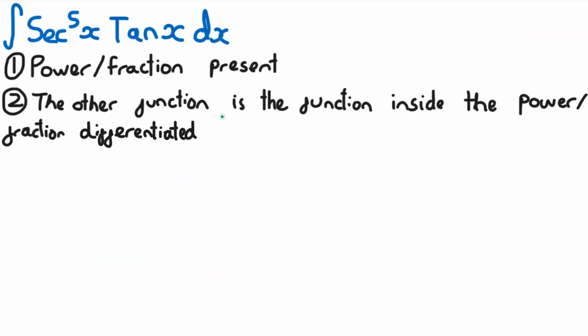Okay, so I think this is a really interesting one, this integral, and there's kind of a weird way that you have to do it, where we have to integrate sec to the power of 5 x and then tan of x. Okay, so let's consider the clues. So we have this power present here, we have this power of 5 here, and then if we consider clue 2, if we differentiate the thing inside the power, so the power here is 5, so the function inside the power is this sec x like this here.